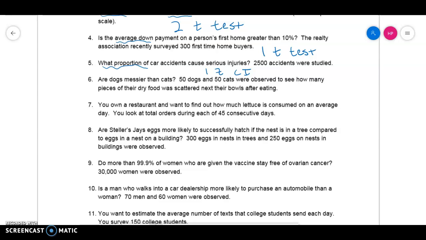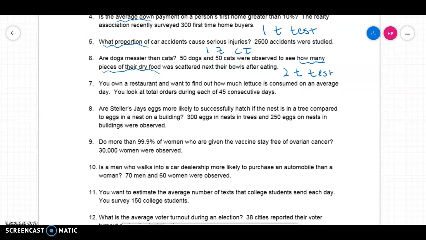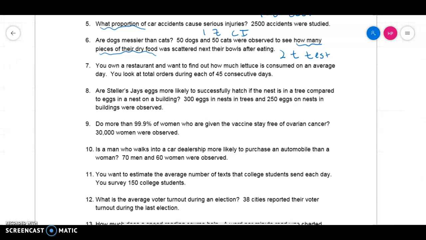Messy dogs or cats, how many pieces were next to each one? So trying to find on average how much food is left over. Our dog Layla was famous for this. Dogs versus cats. So we have 2 groups here. We're looking at how many, so we're quantifying that with T. The question, though, is just asking, are they messier one or the other, which is why we go for a test on this one.